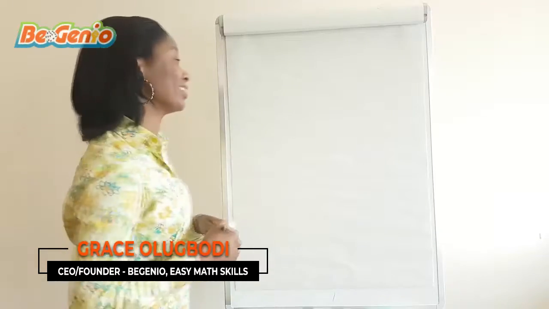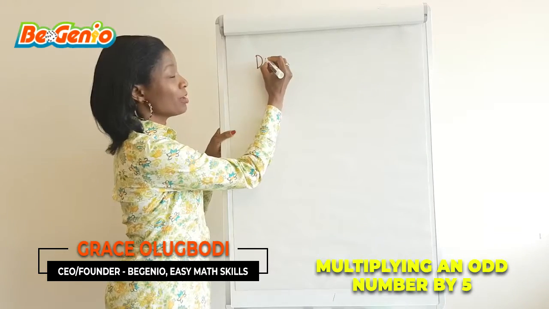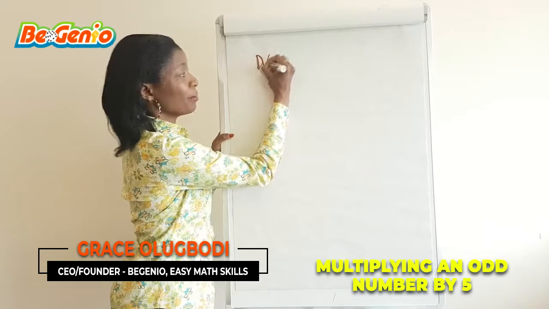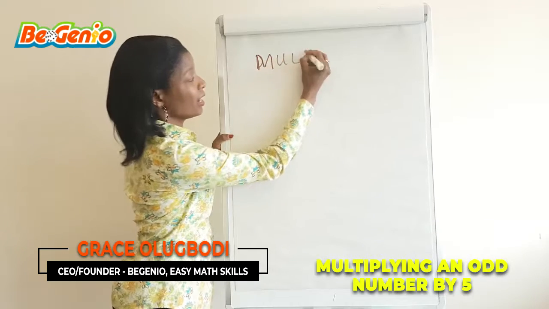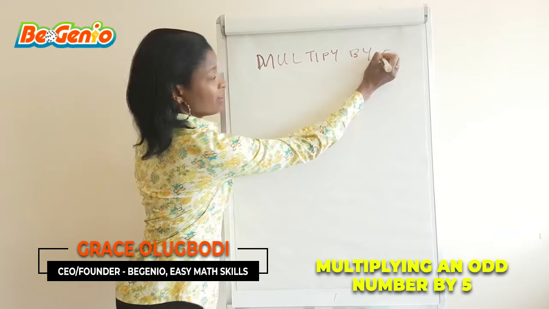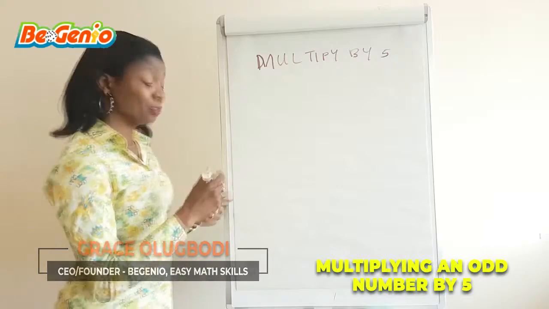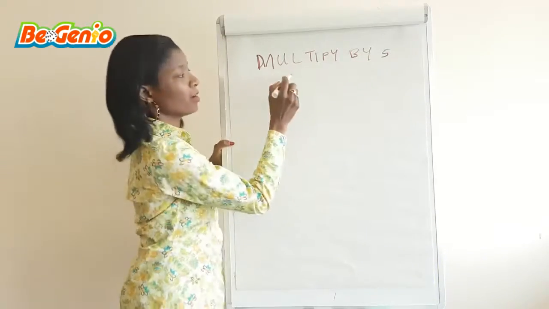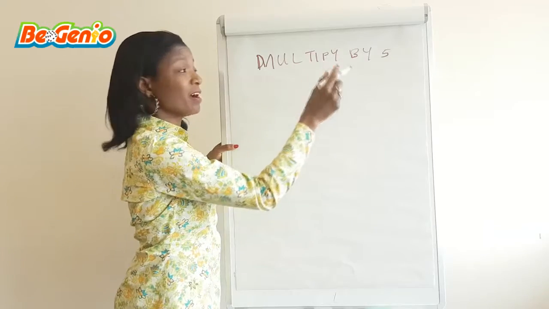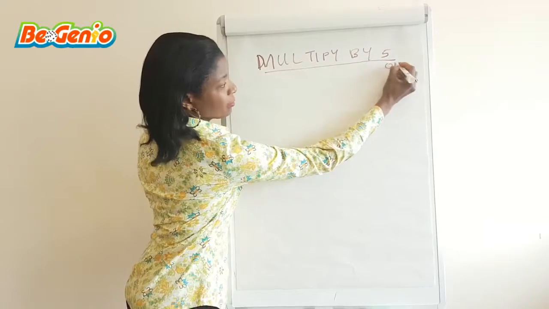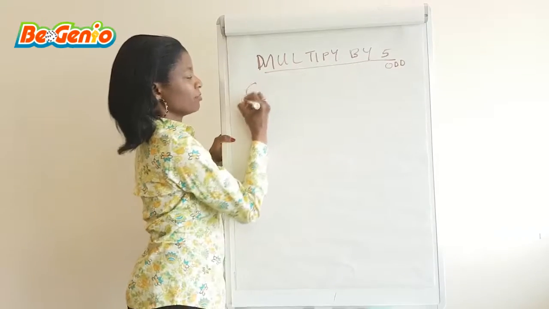I want to show you a quick trick today on how to multiply a number by 5, a number that is an odd number. Earlier on in my group of videos, which you can find on our social media channels, I showed you how to multiply a number by 5, but those were for even numbers. Now this is for odd numbers, yeah? So I'll give you an example.